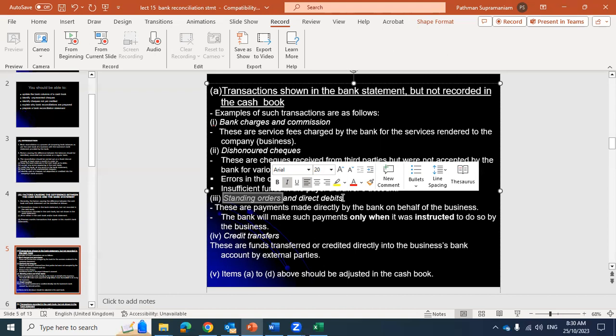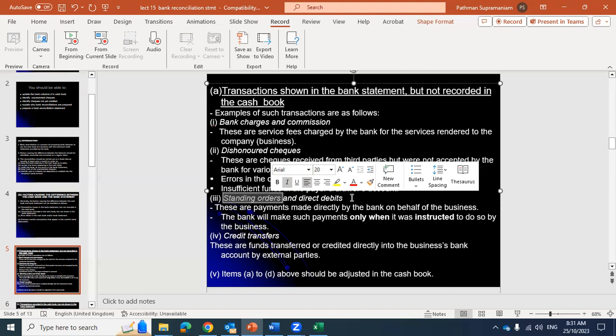So for example, let's say the loan is for 3 years. 3 years is 36 months. So for 36 months, the bank will automatically withdraw money from the business's bank account based on the instruction given by the letter. Once the 36 months has completed, the bank will stop automatically withdrawing. So that's standing order. Standing order is valid for a certain period, okay, and the amount is fixed.